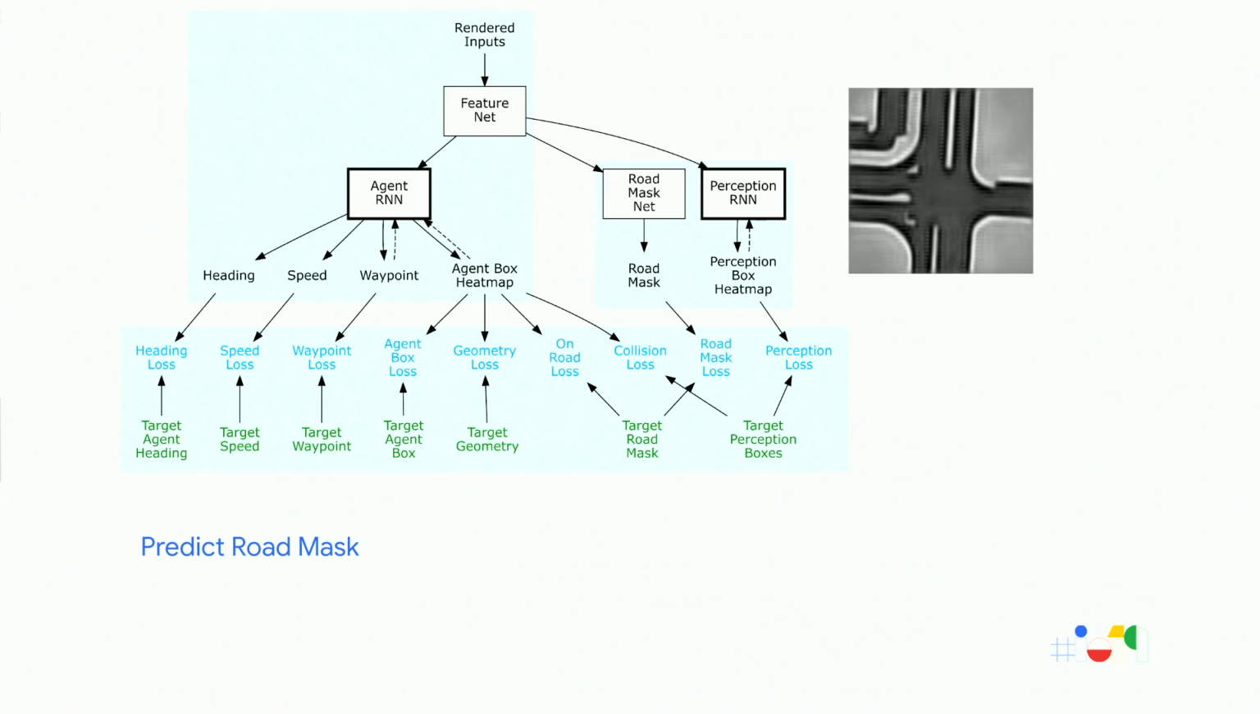Now we can also do the same thing for the road mask, which is essentially a bitmap of drivable and non-drivable areas. This is not RNN because we just want to know in the current map which area is drivable and which is not. And this is another co-trained output which we use to actually drive better features and then better performance from agent RNN.